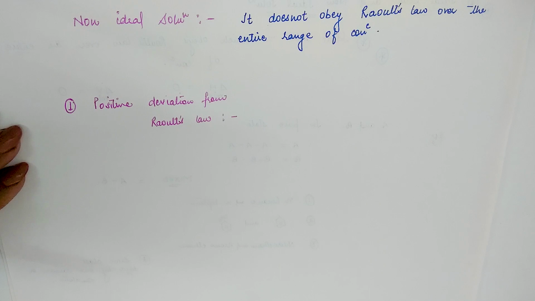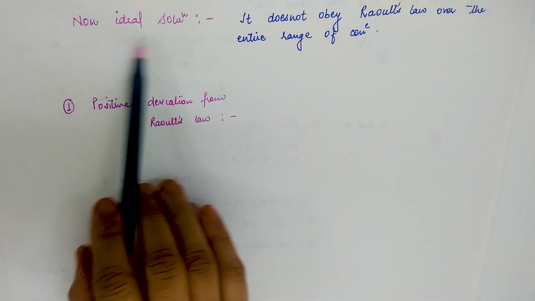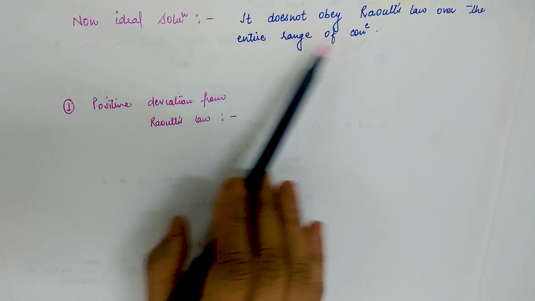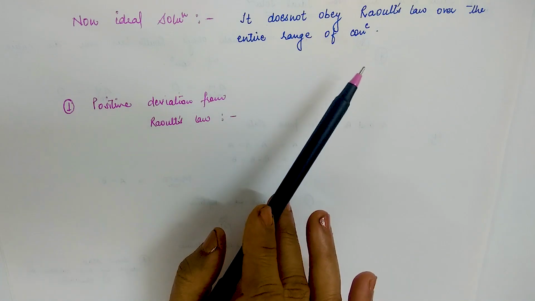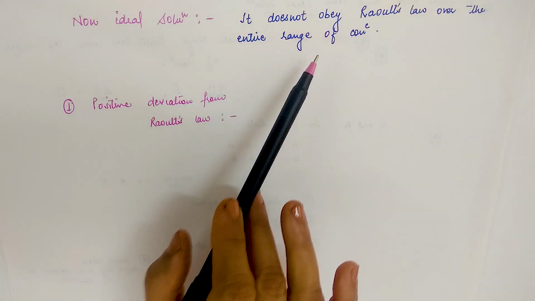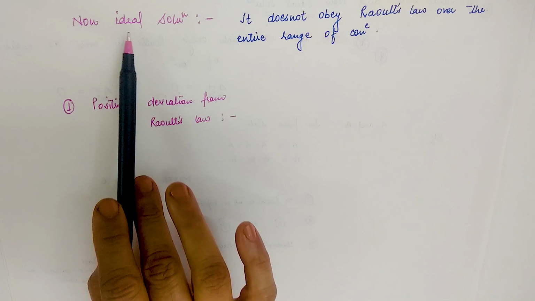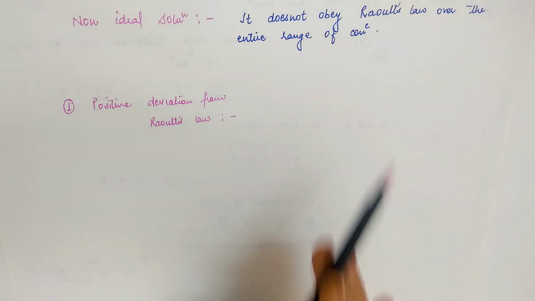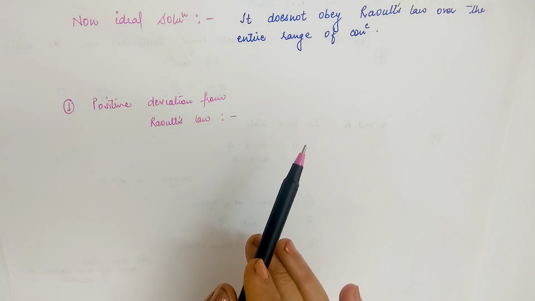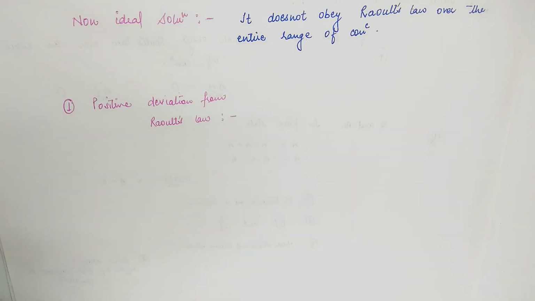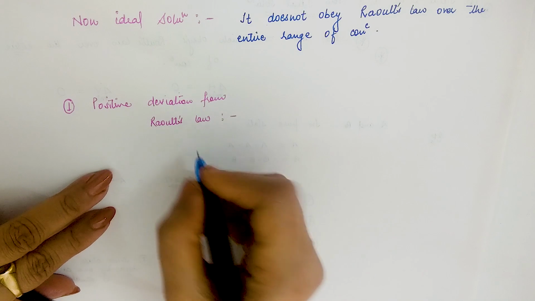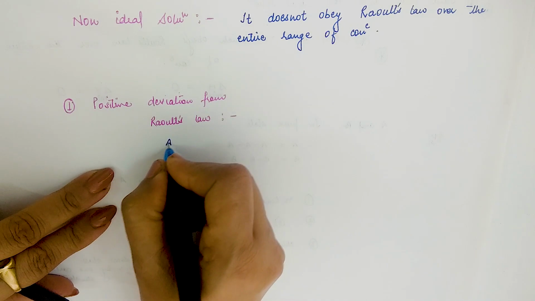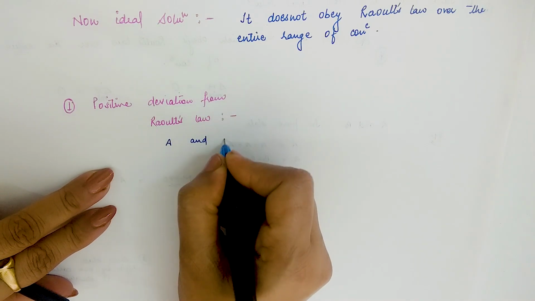So what I want to say is, a non-ideal solution is one which does not obey Raoult's law over the entire range of concentration. Now there is no one solution. It is of two types, one showing positive deviation from Raoult's law and the other showing negative deviation from Raoult's law. Okay. Now in the positive deviation, children see, I am taking the same components A and B.